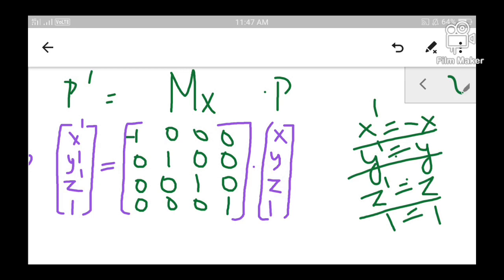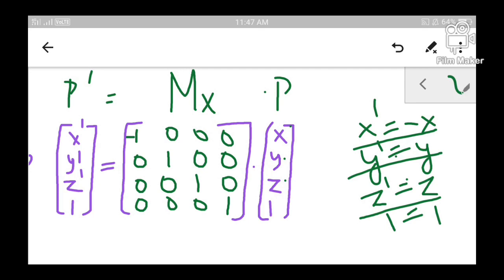So the equation we get is z dash equal to 0 into x plus 0 into y plus 1 into z plus 0 into 1. What about the last term? I must get 1 equal to 1. That means there are no parameters related to x, y and z. So all positions associated with x, y and z will be 0. That means x, y and z, all these three should be multiplied by 0 except this term. The last term should be multiplied by 1. So when you multiply the last row with the column matrix, you will get 1 equal to 1.